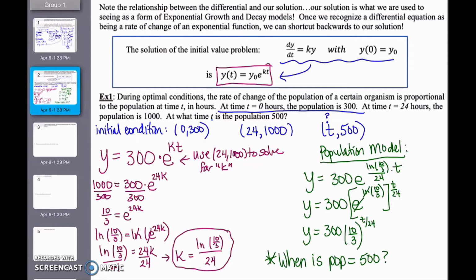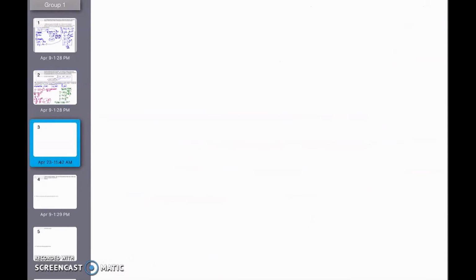But obviously the other way that we can solve this is algebraically by plugging in 500 for y and doing the math. So if I do that, I'm going to have 500 is equal to 300 times 10/3 raised to the t over 24 power. And again, I'm just trying to solve for t. I'm trying to figure out how much time it's going to take for that population to reach 500.